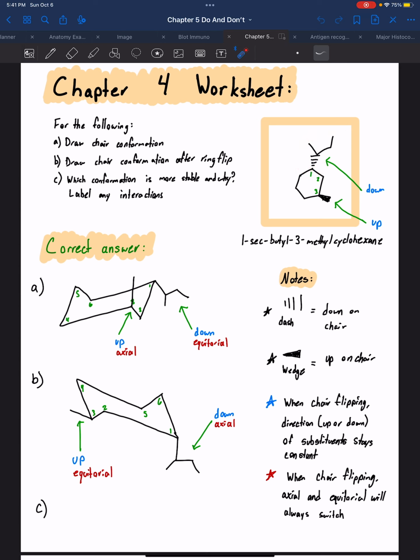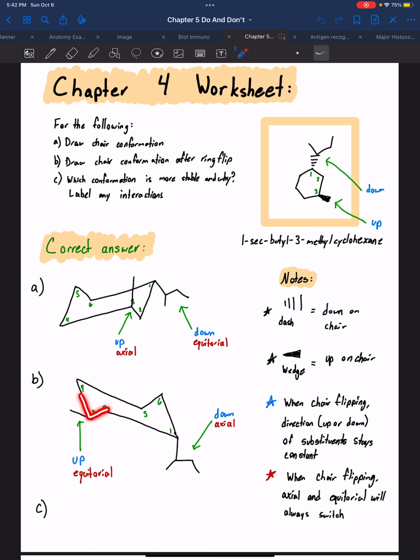And directions, notice how this little note over here says that directions will always stay the same. And so if it was down originally, it will stay down. The only thing that will ever change is axial and equatorial positions once you chair flip. And so over here we had down and equatorial, so the next one that we're expecting is down and axial. And so in carbon number 1, again, it stays down. This thing is pointing towards the downwards position, and so axial is going to be down. So we draw it straight up and straight down for axials.